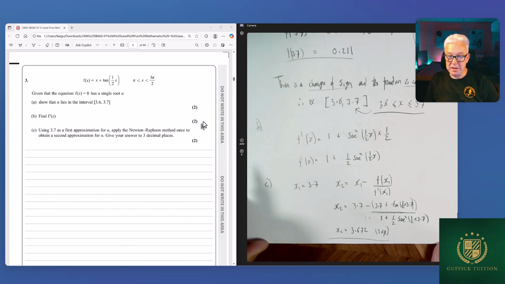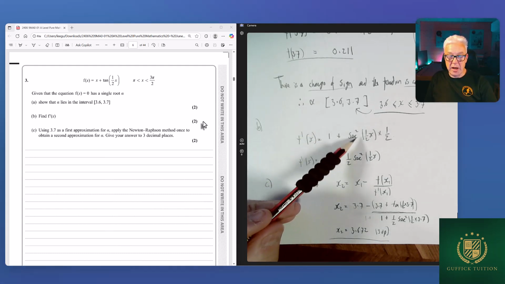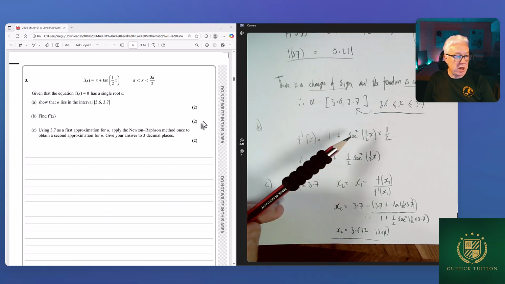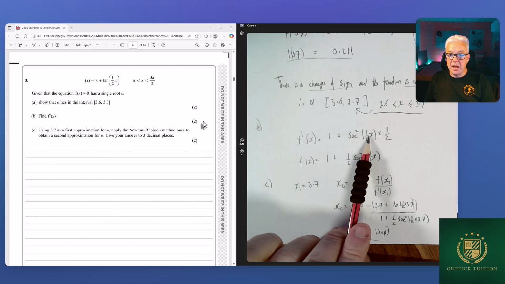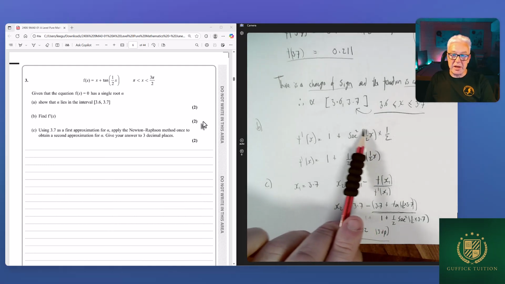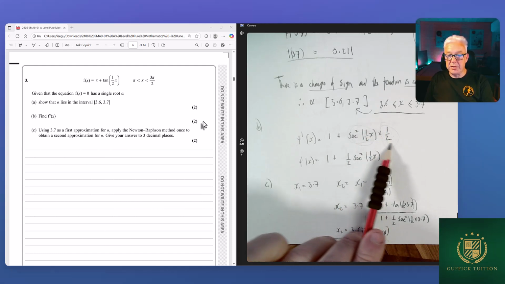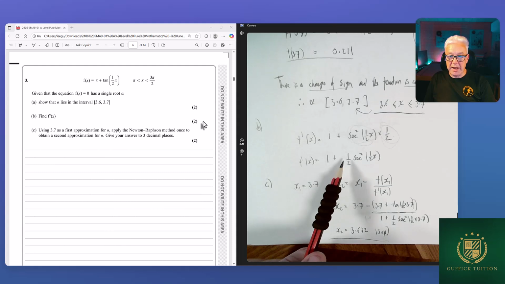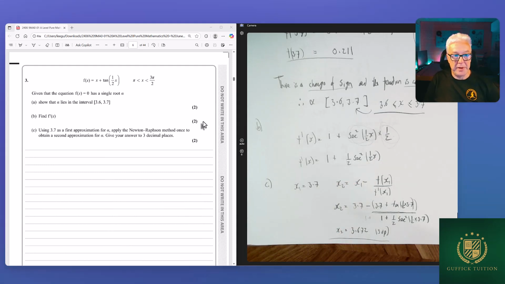So x is going to differentiate into 1. Tan is going to differentiate into sec squared. But we've got sec squared of a half x, so we're going to be using the chain rule. The tan goes to sec squared, and then the half x goes to a half. Because we differentiate the outer function, tan goes to sec squared, and we multiply it by the derivative of the inner function. So f dashed of x is 1 add a half sec squared of a half x. And that's part B done.